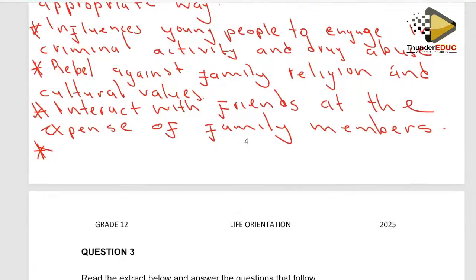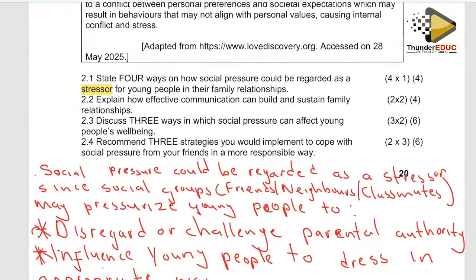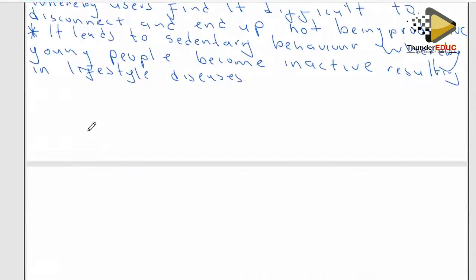So in addition to that, we also need to look at the next question, which is 2.2. So 2.2 reads, explain how effective communication can build and sustain family relationships. So effective communication, how can it build and sustain family relationships? So our keyword here is build and sustain. We are looking at how it promotes good family relationships. So for this one, 2.2, I'm going to take it to the whiteboard.